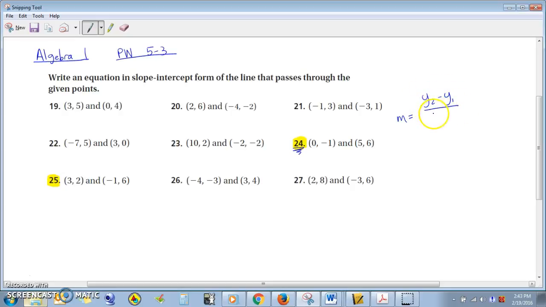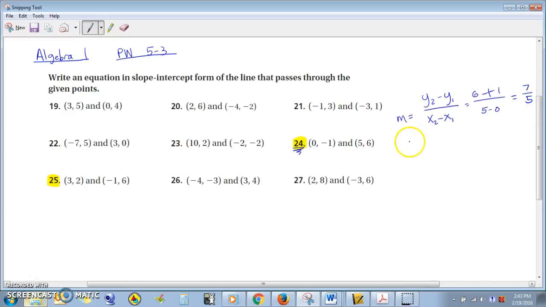the difference of the y values, the rise, over the difference of the x values, which is the run. So I'm going to do 6 minus -1, which turns into +1, and 5 minus 0. So my slope is 7 over 5.